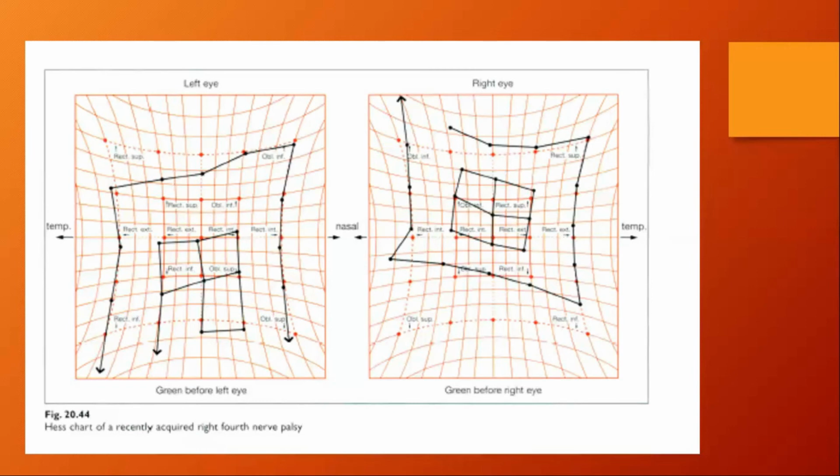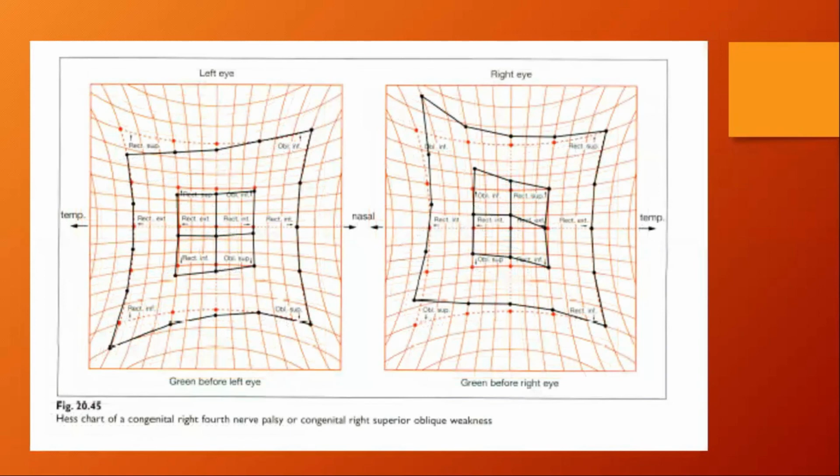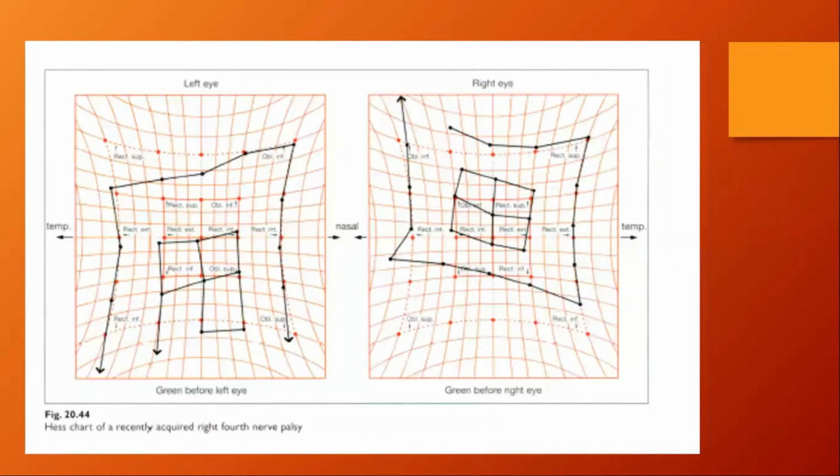Ma'am, and always before doing the Hess chart, the head posture should be corrected, ma'am. Of course, yes. And with full glass correction it is done. Yes, refractive correction. And you know the relation between the degrees and the prism. So if we say this is 15 degrees, it means approximately 30 prism diopters. Okay, ma'am. Double.